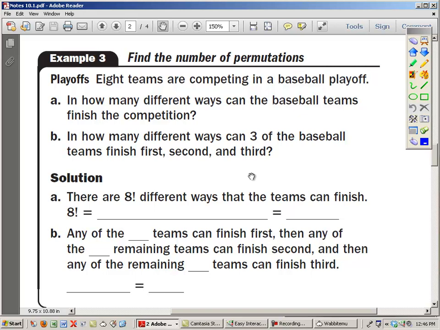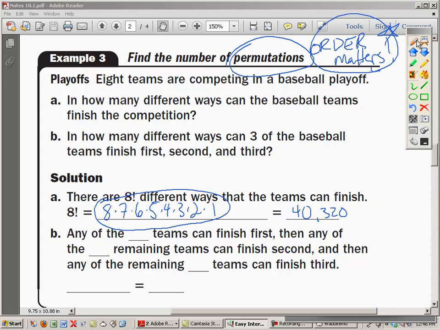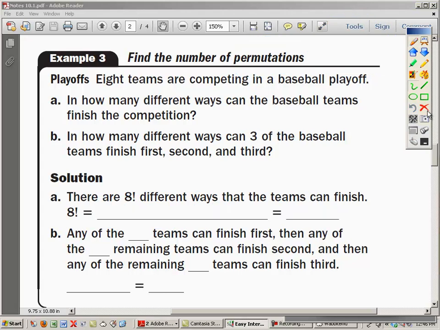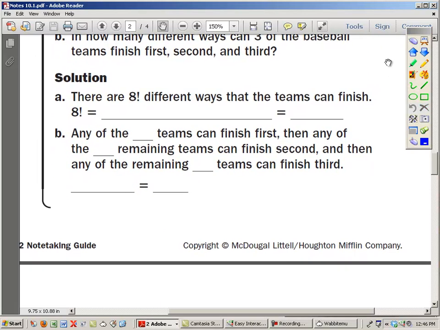All right. Now, in part B, it says how many different ways can 3 of the baseball teams finish first, second, and third? All right. So if I'm taking a look at that next piece, it says any of the 8 teams can finish first, right? So again, randomly selecting, if we went into the season prior to, we didn't know anything about records or anything like that, it says any of the 8 teams can finish in first place, and then there are only 7 teams left that could be in second place, and obviously only 6 teams left that can be in third place.